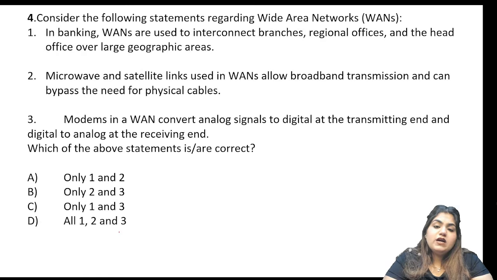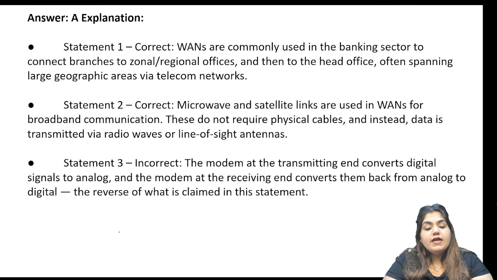Consider the following statements regarding wide area network, WAN. What are correct regarding WAN? The modem in a WAN converts analog signals to digital at the transmitting end and digital to analog at the receiving end. The modem at the transmitting end converts digital to analog and at the receiving end converts from analog to digital. This is opposite. The statement is opposite. Statement number 1 and 2 are correct. The reverse will be correct for statement number 3. A is the correct answer.